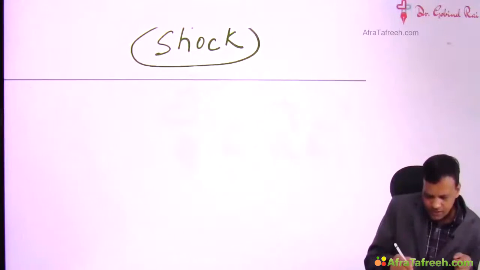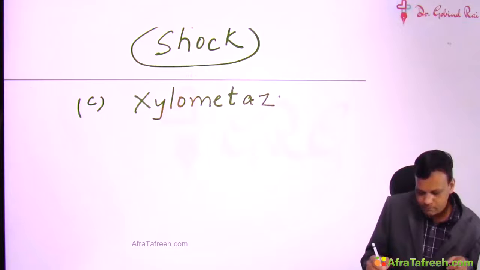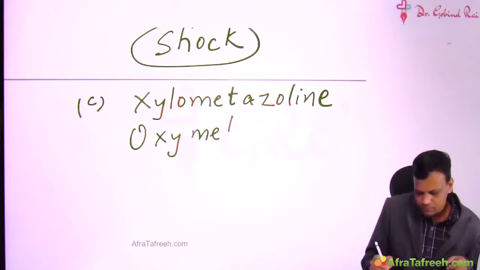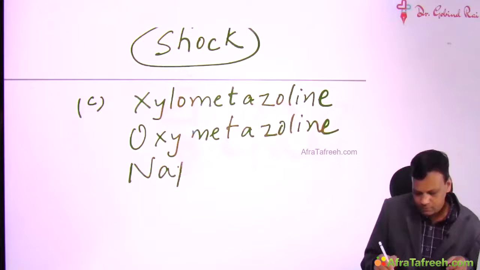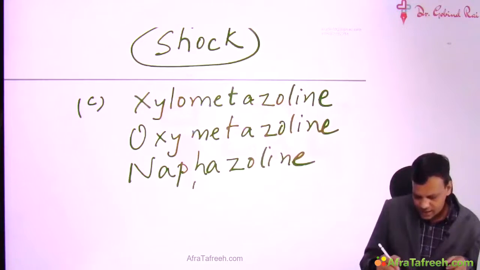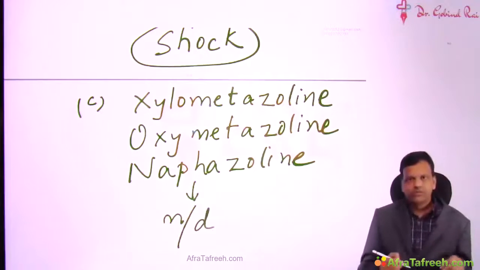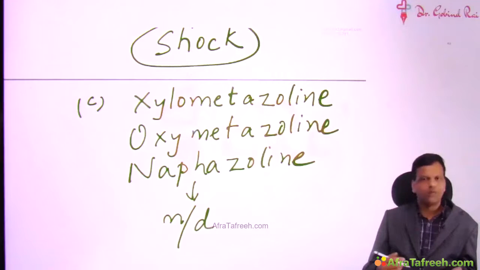Then we have third group of drugs which stimulate alpha-1 receptors. These include xylometazoline, oxymetazoline, and naphazoline. These all drugs stimulate alpha-1 receptors and they are given as nasal drops. Obviously, they will be used for treatment of nasal congestion. So these drugs are used as nasal decongestants. They are used to open the blocked nose.